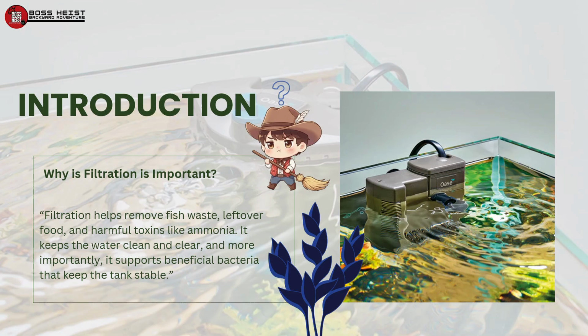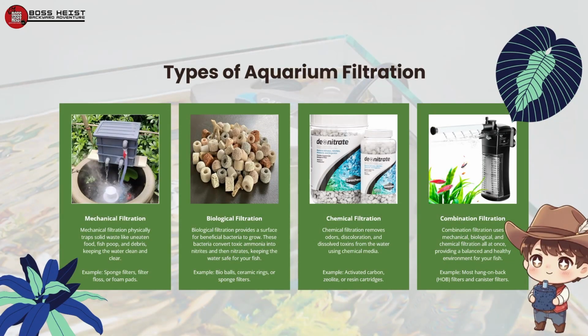Now, we understand why filtration is important. Let's move on to the types of aquarium filtration. First is mechanical filtration. Mechanical filtration basically traps solid waste like uneaten food, fish poop, and debris, keeping the water clean and clear. Examples are sponge filters, filter floss, or foam pads.